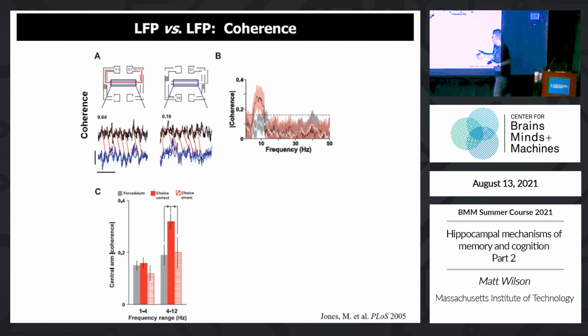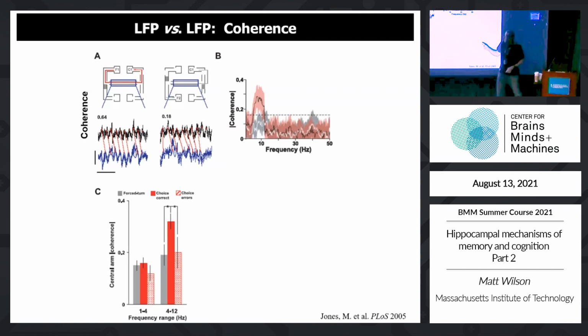Now, as I mentioned, you don't necessarily have to have the local field potential, but when you do get field potential in the prefrontal cortex and the hippocampus, you can ask, is there coherence, and is that coherence predictive of performance, and is the coherence restricted to any particular frequencies?